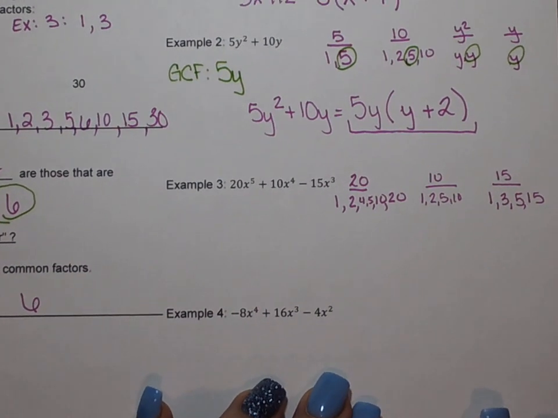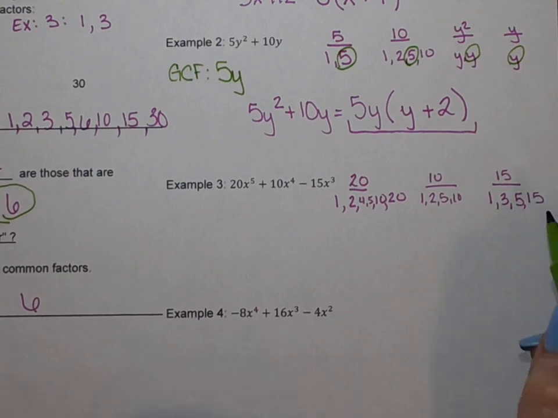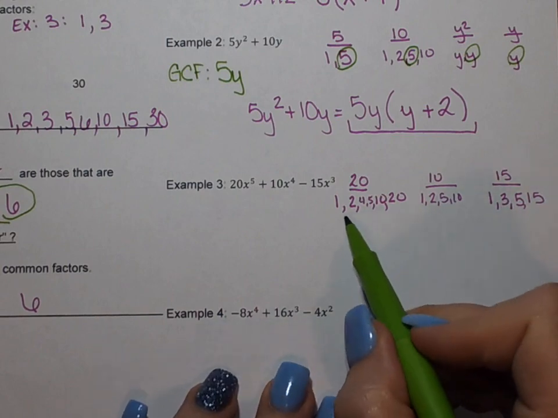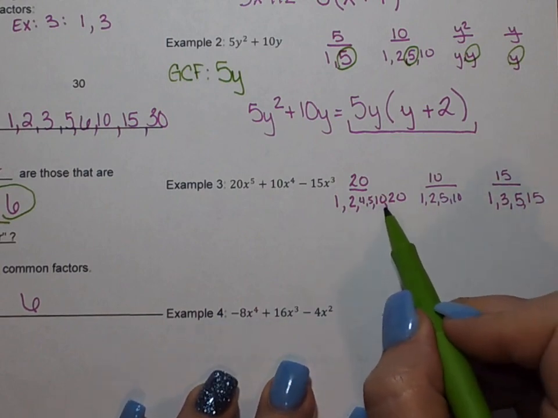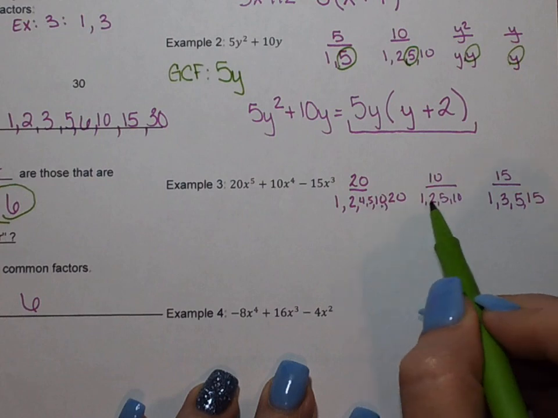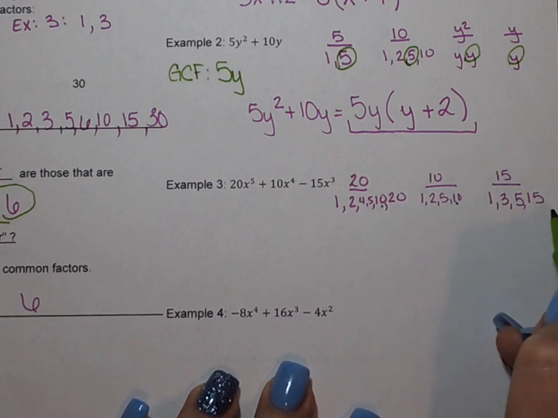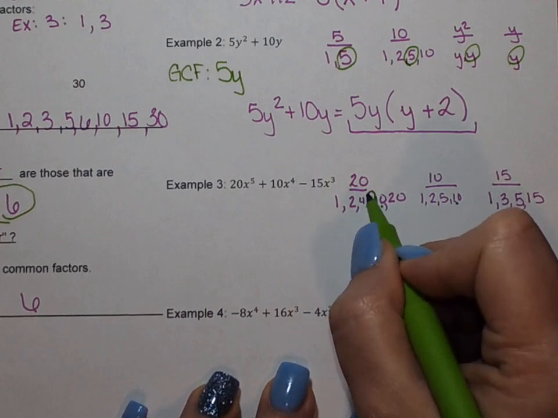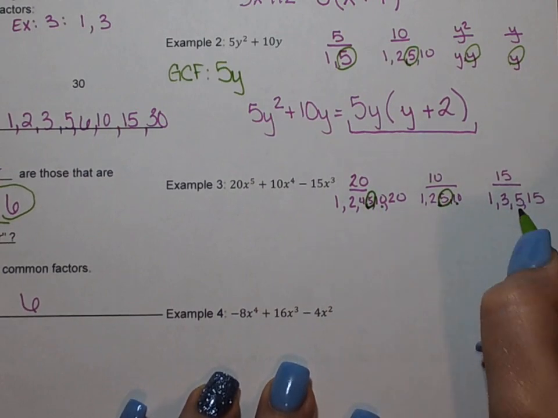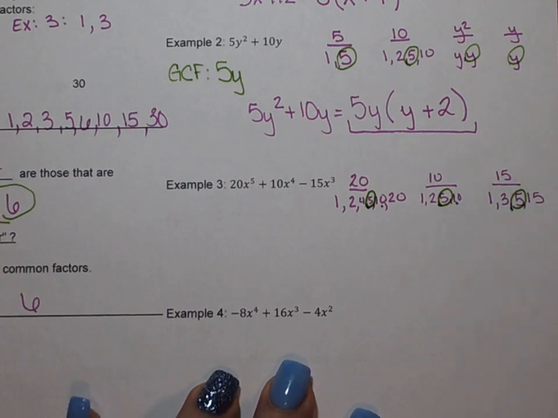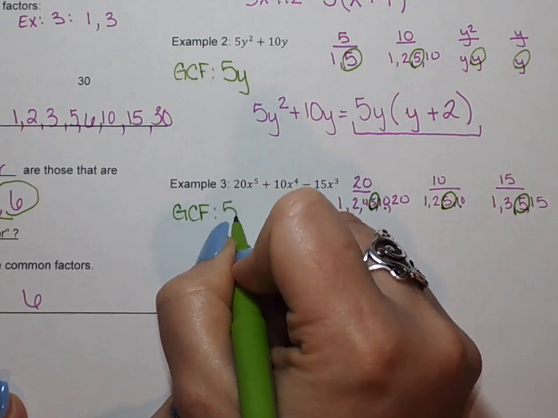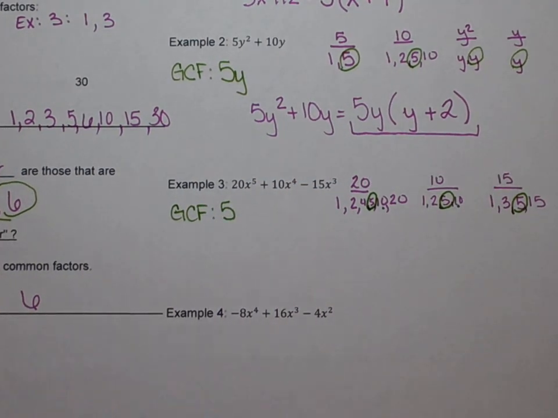Okay, so we want to figure out what our GCF is. So we've got to figure out which numbers they have in common and which is the largest of those common factors. So I see that 20 and 10 both share a 10 in common, but the 15 doesn't share that in common, so that can't be our GCF. But if we go down one number, we've got a 5, and a 5 that they all share in common. So we're going to start off with our GCF for our coefficients, factoring out a 5.